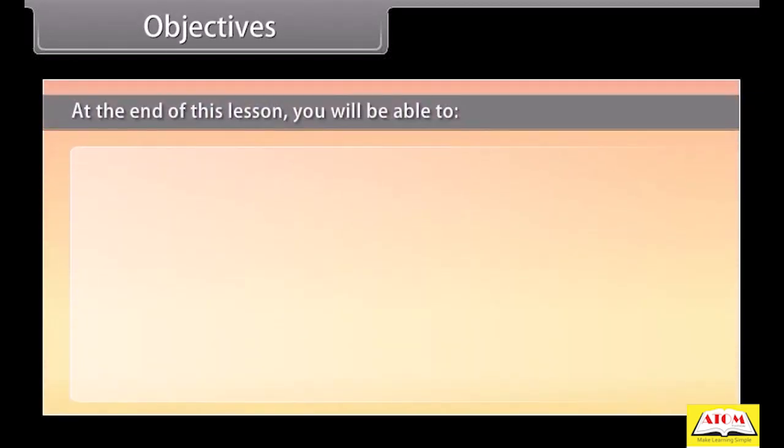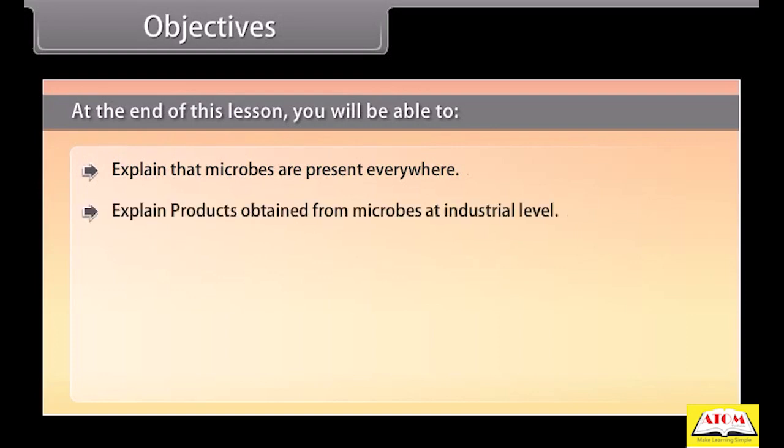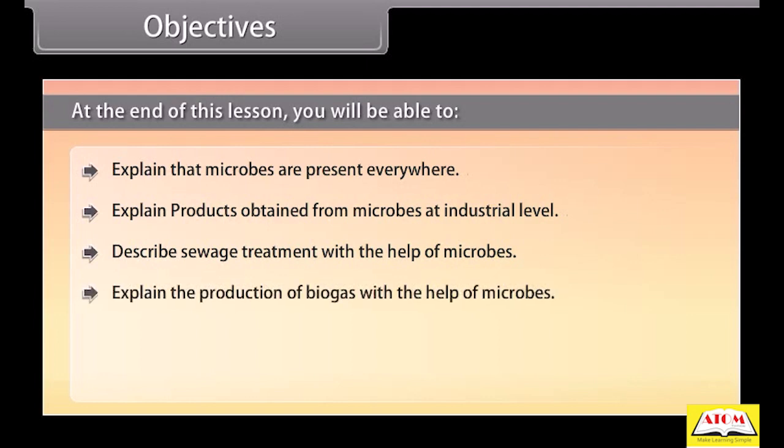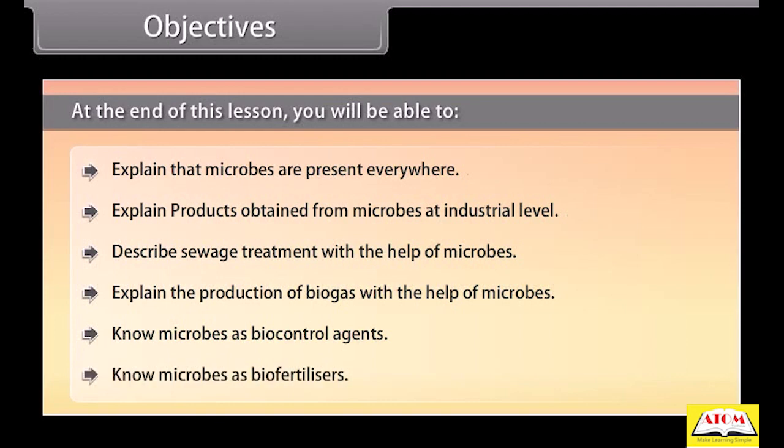Objectives. At the end of this lesson, you will be able to explain that microbes are present everywhere. Explain products obtained from microbes at industrial level. Describe sewage treatment with the help of microbes. Explain the production of biogas with the help of microbes. Know microbes as biocontrol agents. Know microbes as biofertilizers.